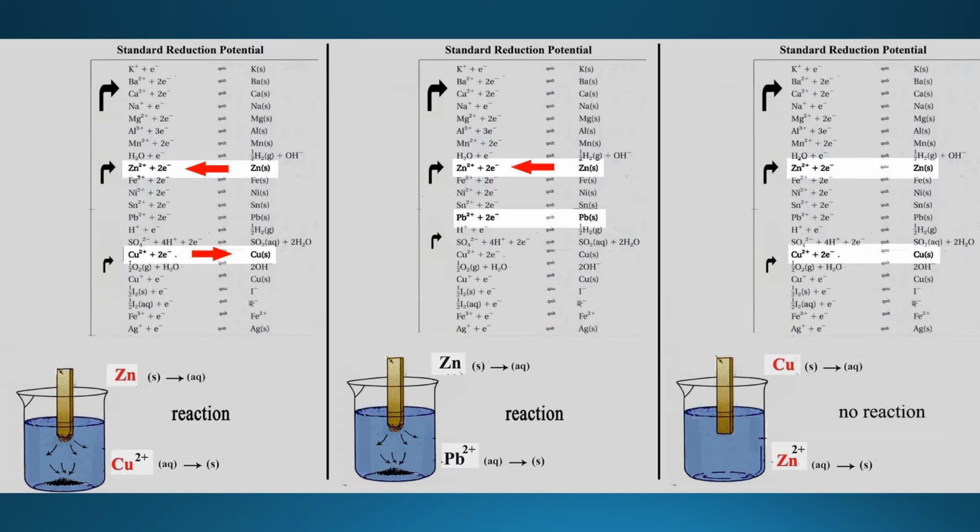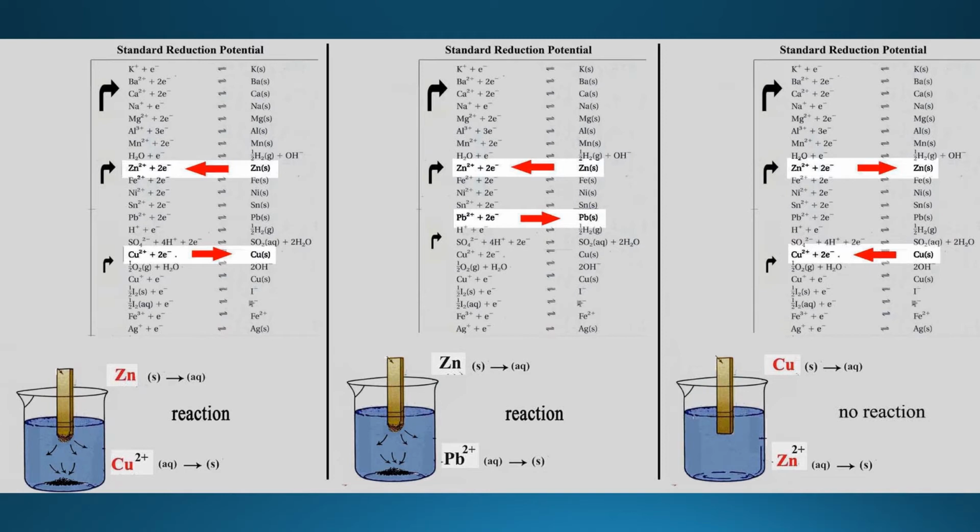Look at the next one. Zinc goes from solid to aqueous. Lead goes from aqueous to solid. Look at the last one. Copper, be careful with this one. Copper goes from solid to aqueous, so this is a reverse arrow. So zinc goes from aqueous to solid.